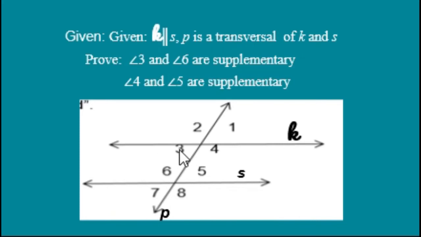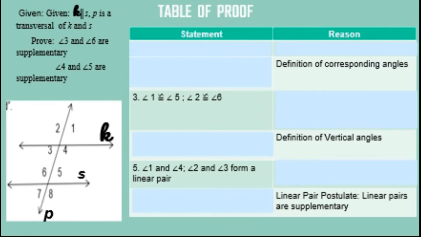Prove that angle 3 and angle 6 are supplementary. Angle 4 and angle 5 are supplementary. So here, two angles are said to be supplementary if they add up to 180 degrees. Alright? In this example, let's identify the missing statement and reason. So for our first statement, we have K is parallel to M. The reason is given. How about the statement number 2? The reason is definition of corresponding angles.